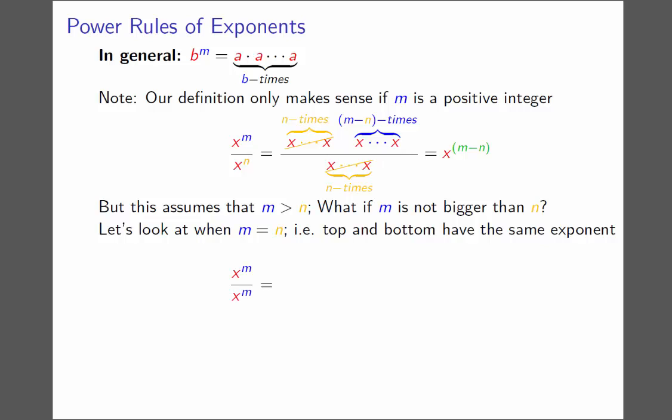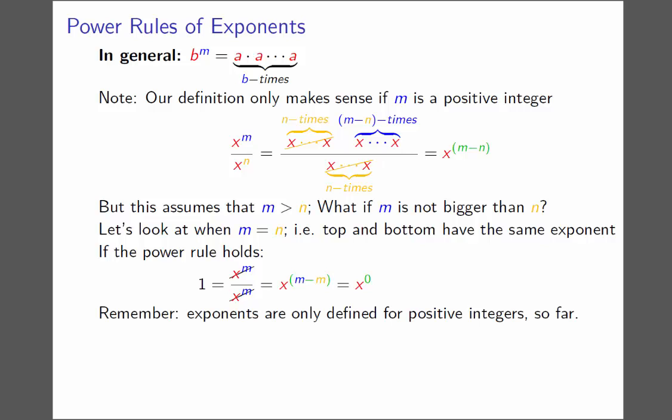Well, that means we have x to the m divided by x to the m, and any number divided by itself is just 1. But if we want the power rule to hold, then this should be x to the m minus m. And m minus m is just 0, so this should be x to the 0. But remember, exponents are only defined for positive integers so far: 1, 2, 3, 4, and so on. It doesn't make sense yet to have an exponent of 0. So in order to make the power rule hold, we define x to the 0 to be 1.